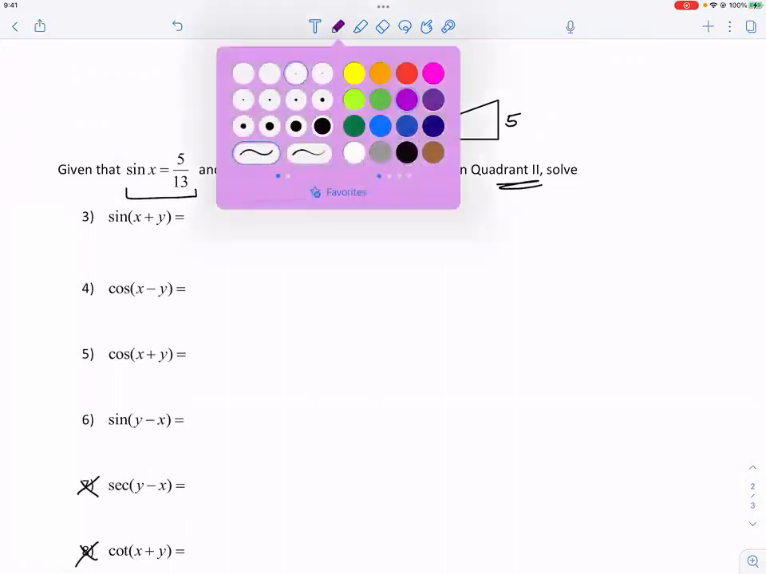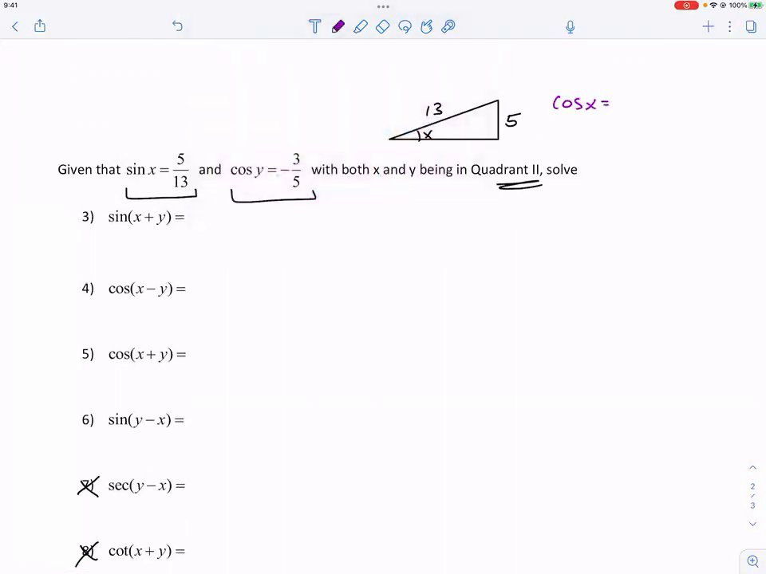So you would need cosine of X. Cosine of X is going to be negative 12/13. Don't forget the negative. Don't forget the sign. I always take care of the sign at the very beginning of the process, because if I get the ratio first, I would be too excited and I'll move on and forget about the sign. Knowing that it's in quadrant 2, I know cosine must be negative.